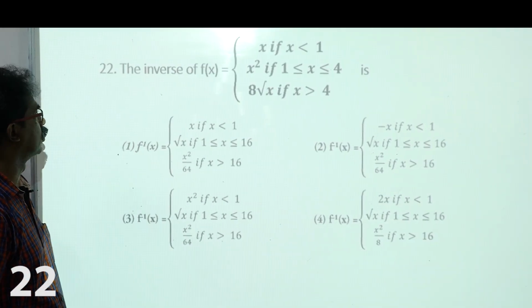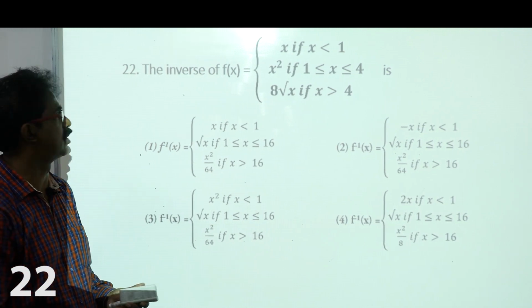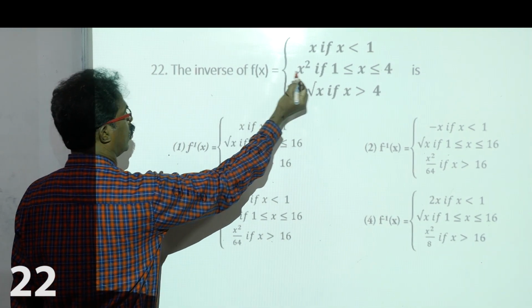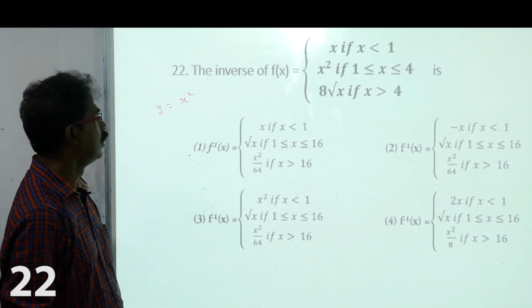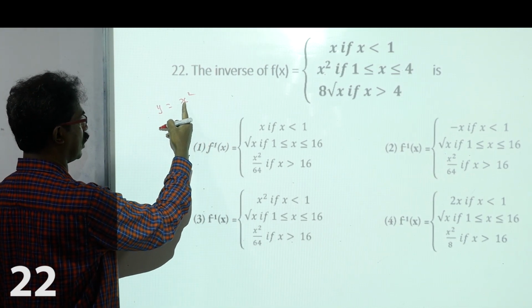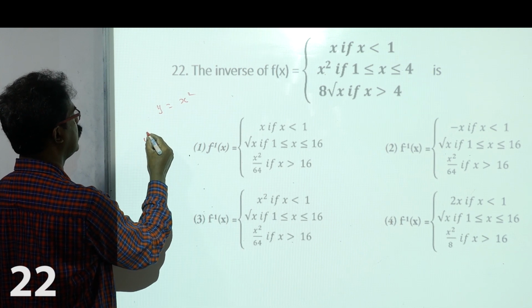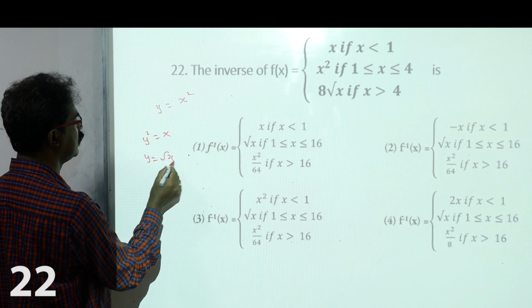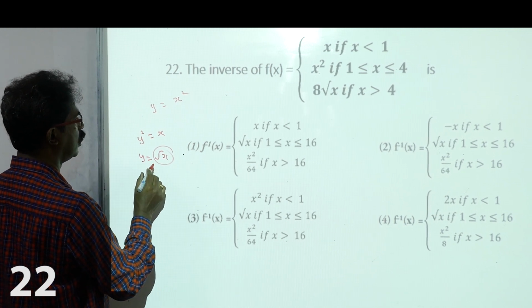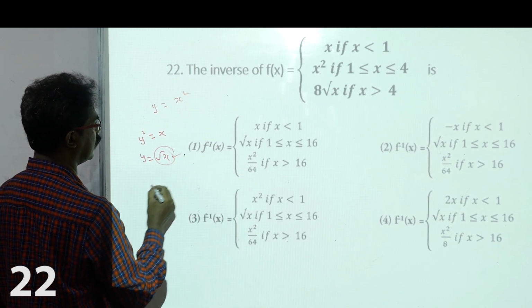You have to be very careful in this question. Inverse of, you know how to find inverse. Let us see the second one, y equal to x square. How can you find the inverse of this function? You take this as y. So y square equal to x, or y is equal to root x. So this is the inverse. So inverse is root x for the second question.